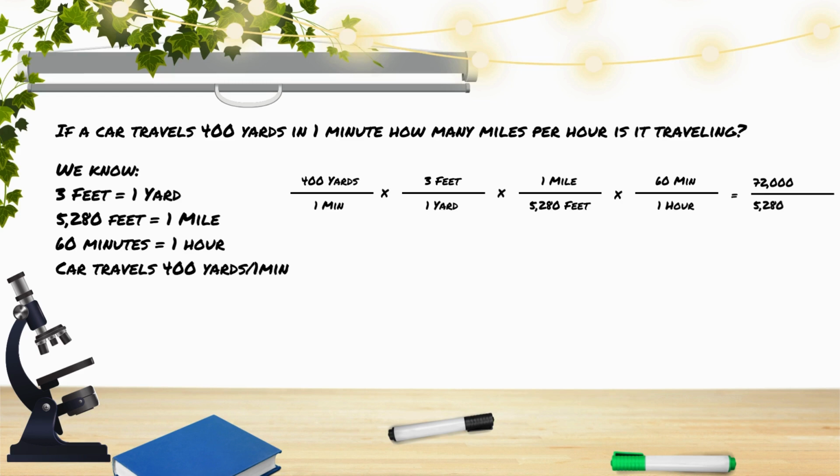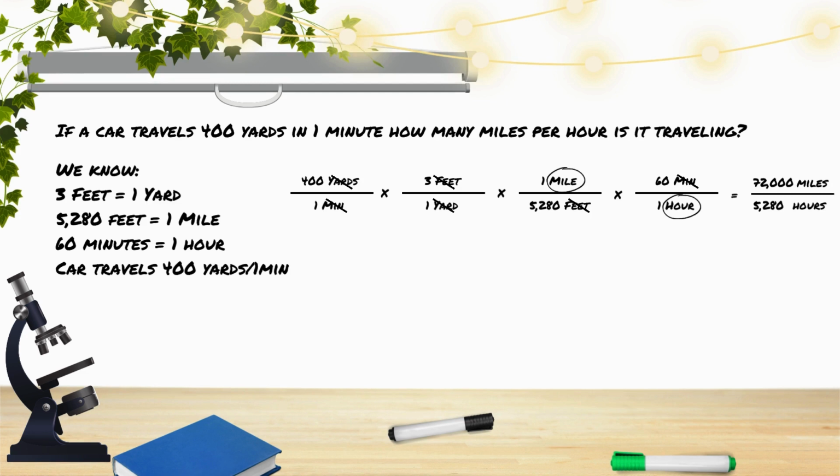So now our next step is we are going to cancel our units. Every time we see a unit in both the denominator and the numerator, we are going to cancel it. So we are going to start with yards, and then feet, and then lastly minutes. And that leaves us with miles and hours. So these are the units that we fill in our answer.